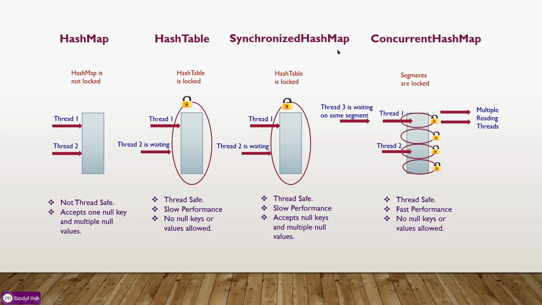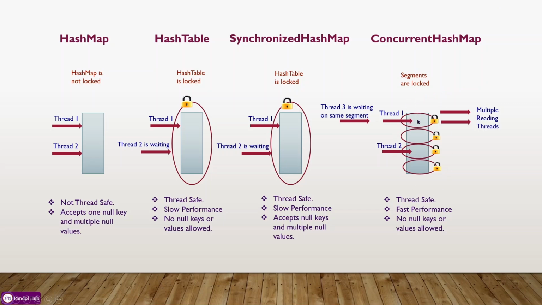So coming to synchronized hash map. Even in the synchronized hash map, the whole hash map is locked. So when thread 1 is accessing it, thread 2 has to wait until thread 1 releases its lock, and it is thread safe as expected since it is synchronized. The performance is slow, and it accepts null keys and multiple null values.